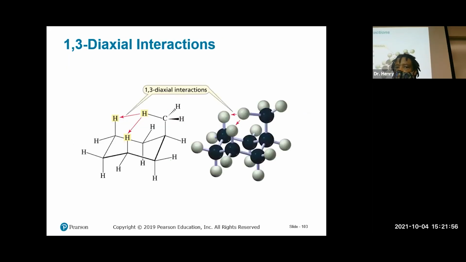Okay, here, this is 1,3-diaxial interactions. So in other words, if we're in this position here, we have two hydrogens that we're going to be interacting with, that we're going to run into their space.